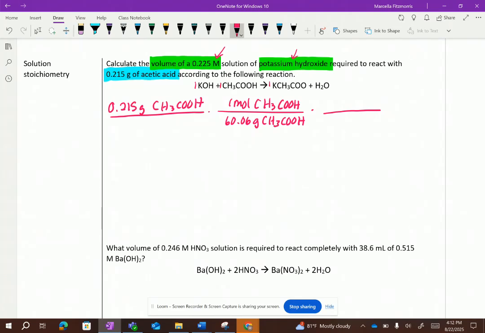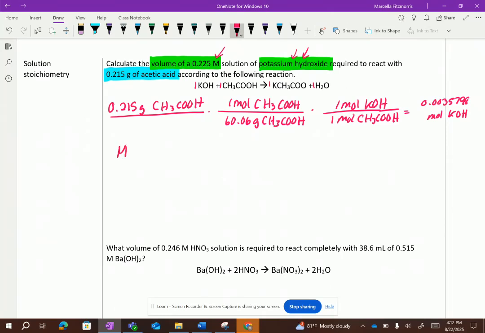All these have ones in front of them. It's a balanced chemical equation already. So for every 1 mole of this acetic acid that we have, we're going to have 1 mole of the potassium hydroxide that we need our answer for. So when we calculate all that out, we get 0.0035798 moles of KOH. I like to keep a lot of numbers when I'm going in between steps, and the final step is what I round to the correct sig figs.